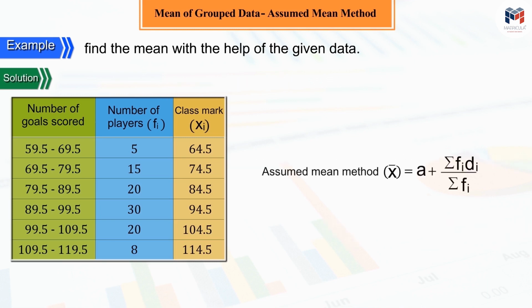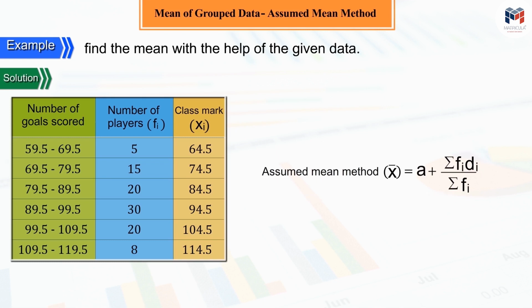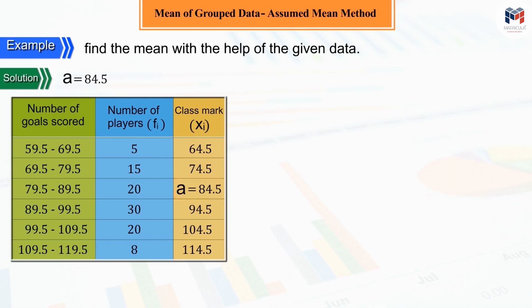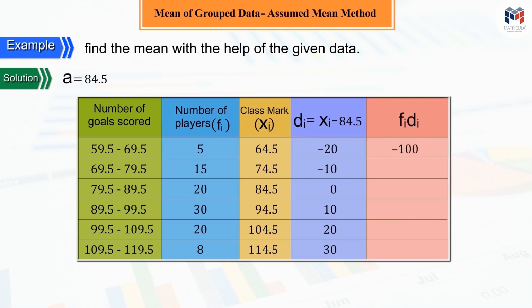As you may remember, to solve the same type of problem in the previous video, we used the assumed mean method, where the assumed mean is calculated from xi. Suppose here the assumed mean A is 84.5, in which the difference between A and each xi is represented by di, and find the value of fi di.